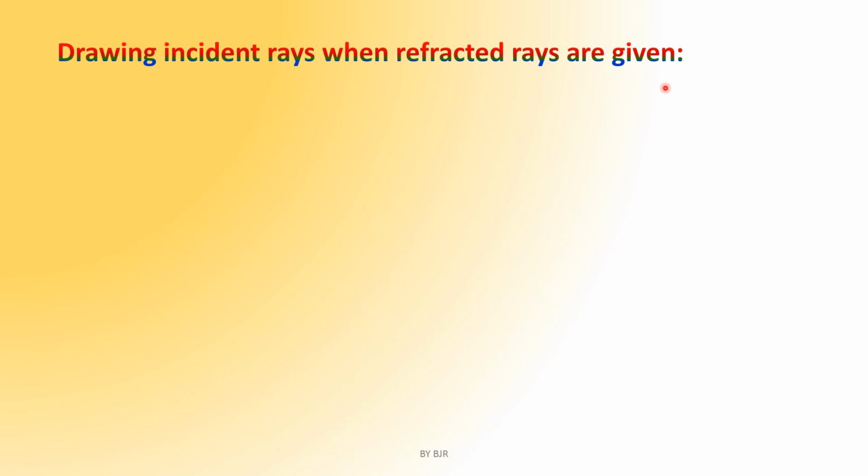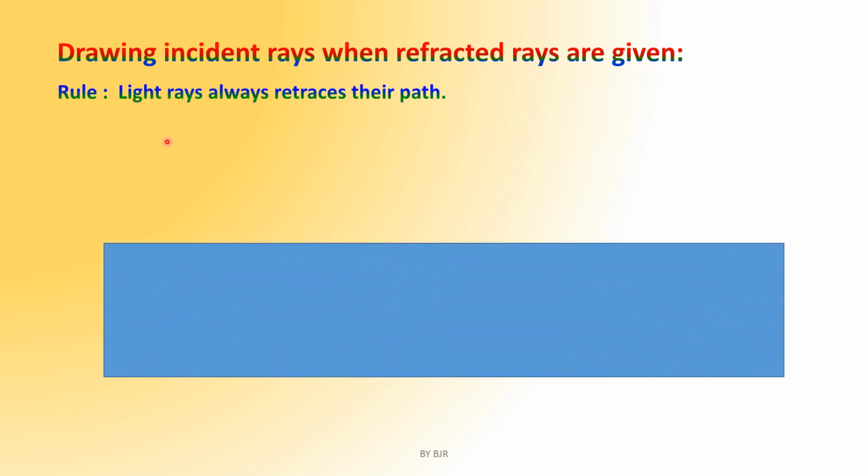Here is one rule. Light rays always retrace their path. Based on this rule, we can draw the incident rays when refracted rays are given. See how a ray of light retraces its path. It is the denser medium. It is the rarer medium. This is the incident ray, which is incident on the plane surface here. Now we have to draw the normal.